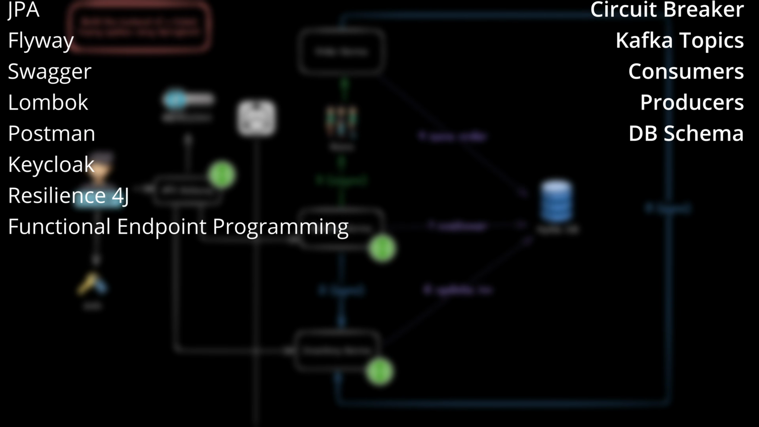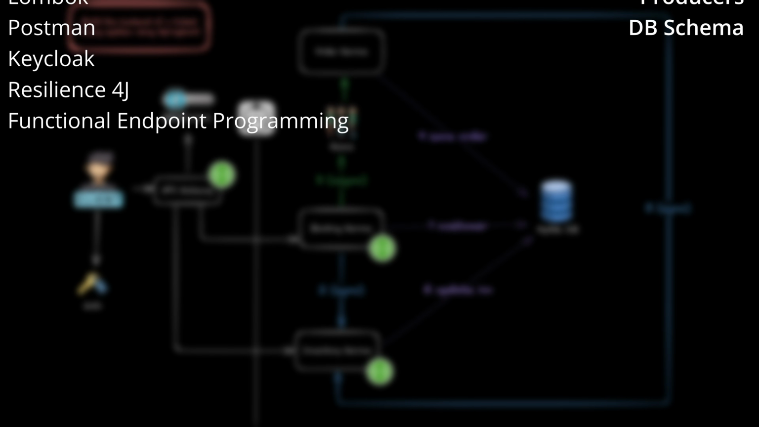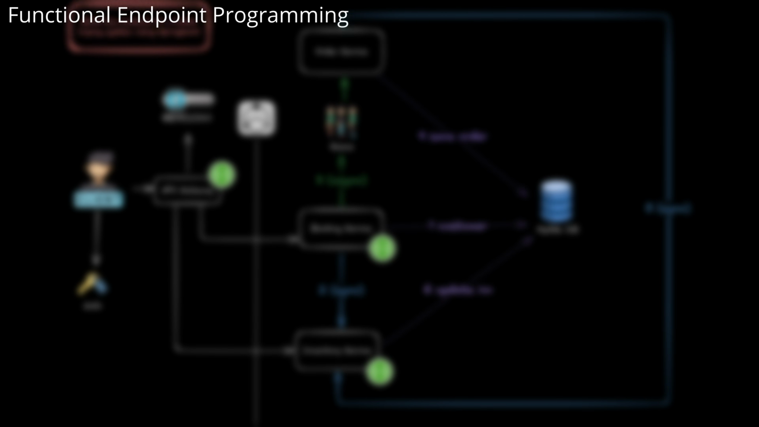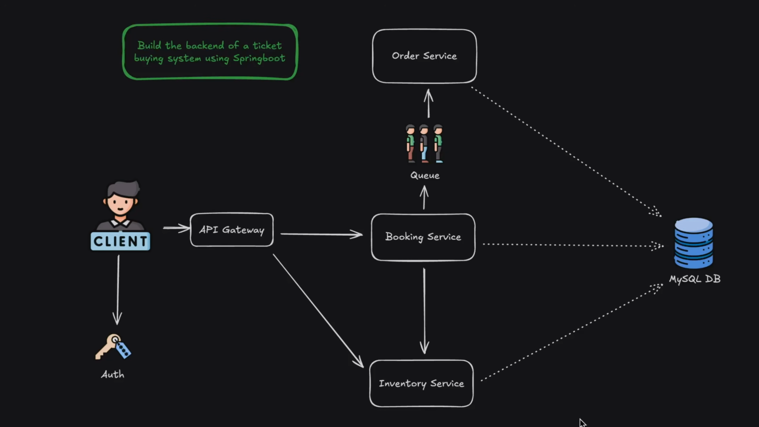We'll start by building the inventory service, which will handle event and venue information. Let's dive in. So the inventory service is this part of our diagram, and as you can see, it will be called by the booking service, and it will call the MySQL DB where the information will be stored. This will be based on Spring Boot and Java 21.